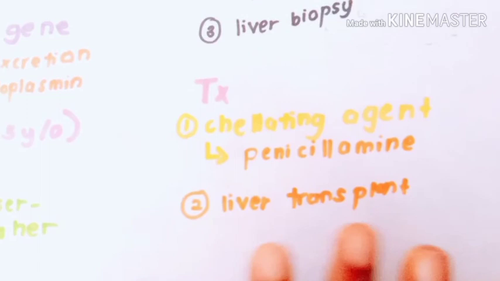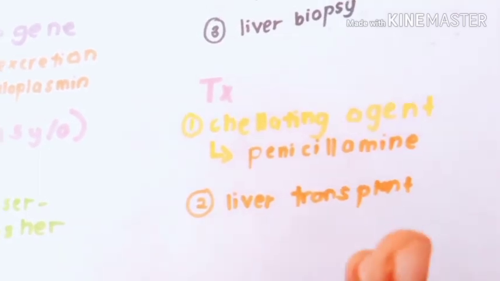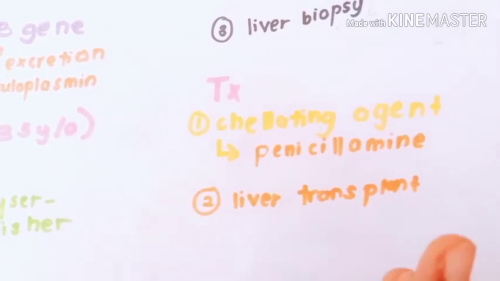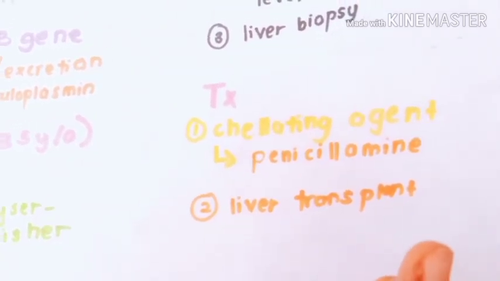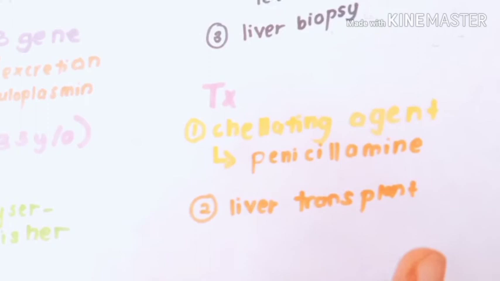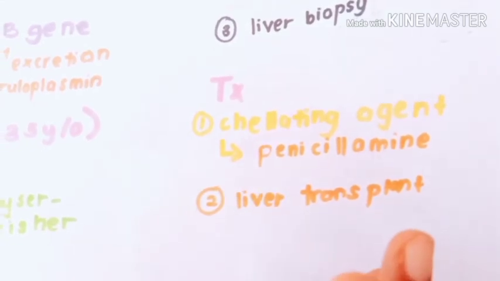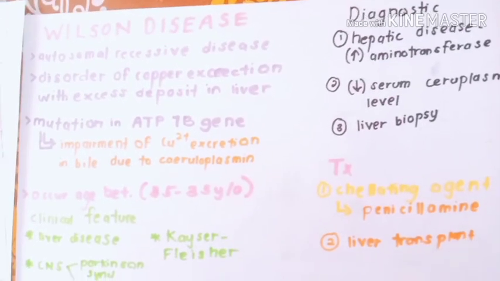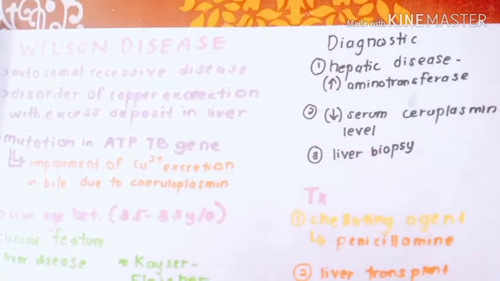When the patient has a liver transplant, it seems the patient might have acute hepatitis, and then they will have Wilson disease, and more complicated disorders or diseases will occur. So guys, here are the tips and the discussion of Wilson disease.